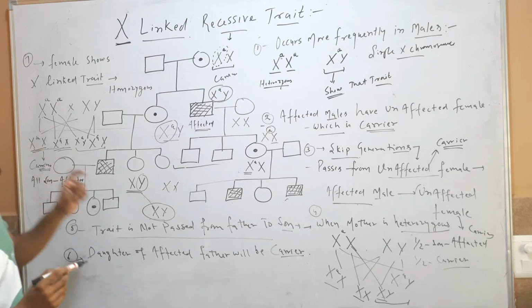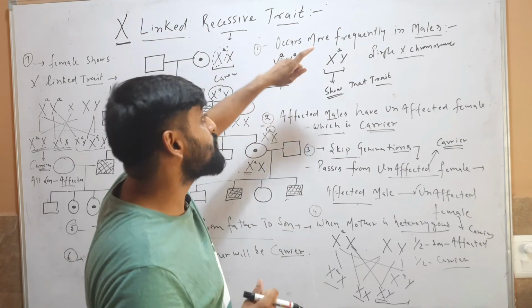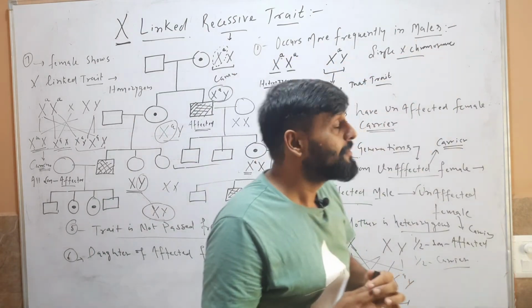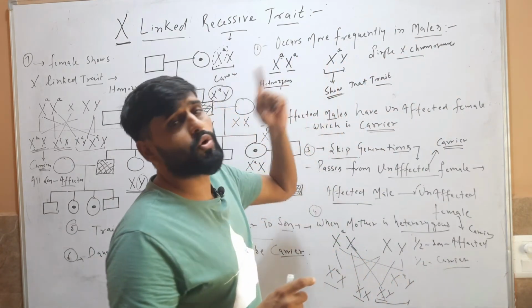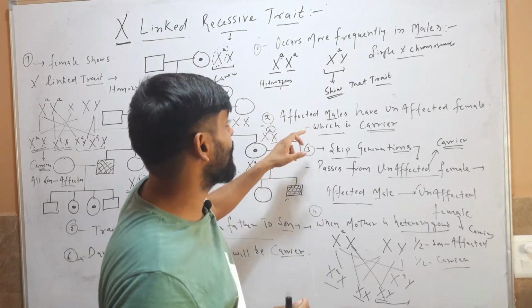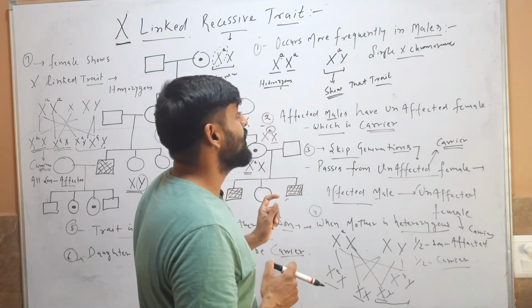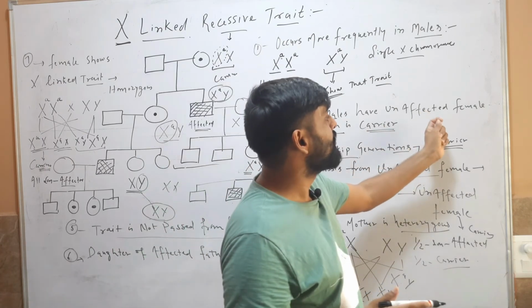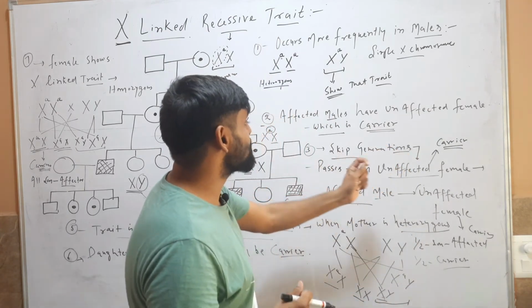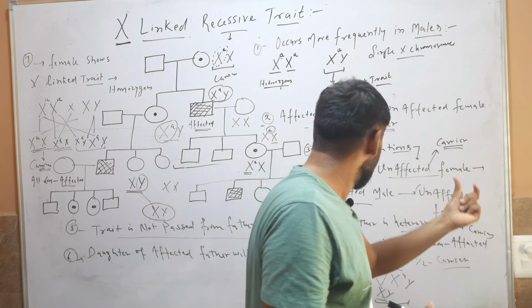So these are the characteristics of an X-linked recessive trait. First, it occurs more frequently in males, because a male has a single copy of the X chromosome and doesn't have a backup. Second, an affected male has an unaffected female, a carrier. It skips generations and passes from an unaffected female to an affected male to an unaffected female.